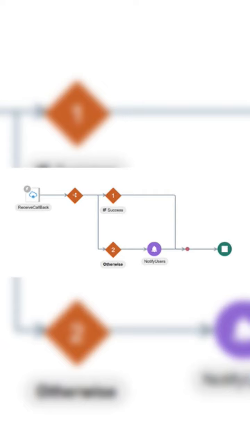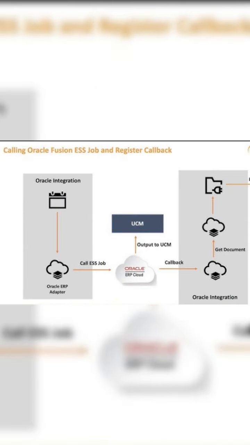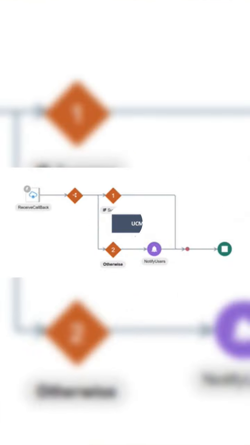Integration patterns supporting callbacks. Orchestrated integrations: a process flow within OIC where the integration waits for a callback from an external system to resume or complete its execution. Asynchronous APIs: when an external system invokes OIC using a callback URL, OIC processes the response asynchronously.